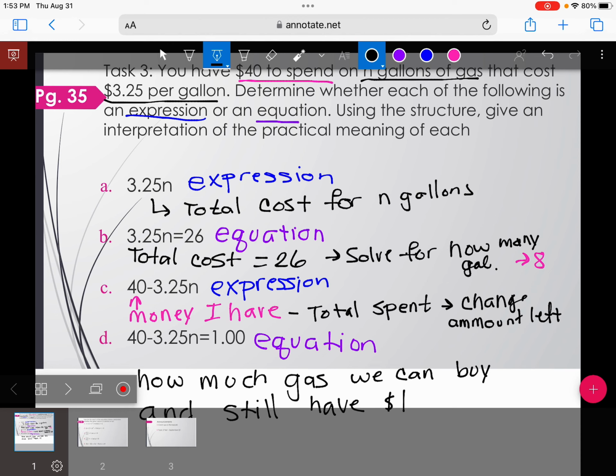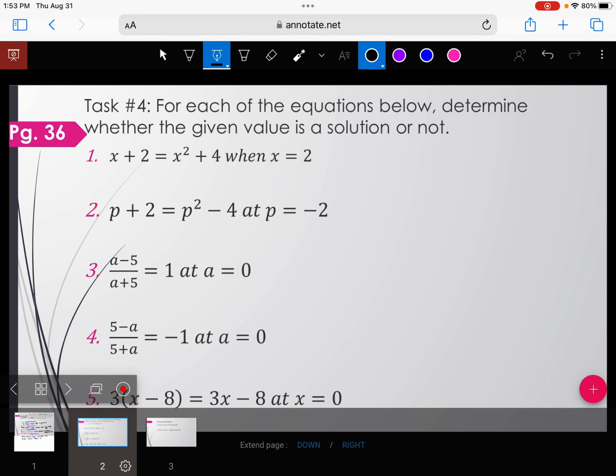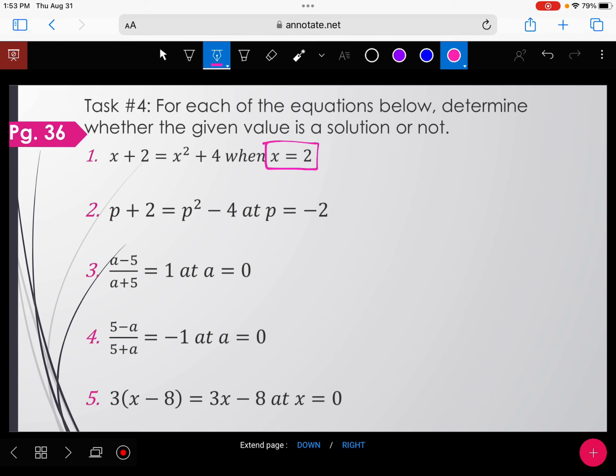The next page does not have a story problem. So we like it. We're going to look at page 36. What we're going to do is determine if this is a solution. They've given us a choice. They said here, x equals 2. I want to know if this is true when x equals 2.